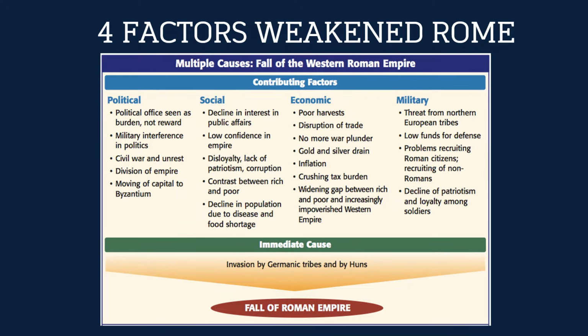Now, there are four main factors that weaken Rome: the political, social, economic, and military. This is, of course, military interference in politics with civil war, division, the decline in public affairs, the disloyalty, the gap between the rich and the poor, diseases, food shortages, inflation, taxes, the lack of trade, the invasions that are happening, and that is going to end up pushing the Roman Empire over.